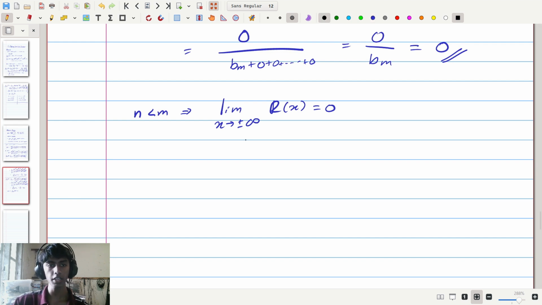We're going to write this as a statement and say that in the case that n is less than m, meaning the numerator has lower order than the denominator, our r of x is going to approach 0 as x approaches either positive infinity or negative infinity.